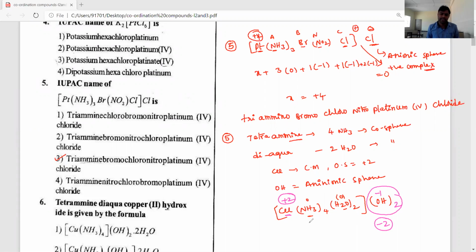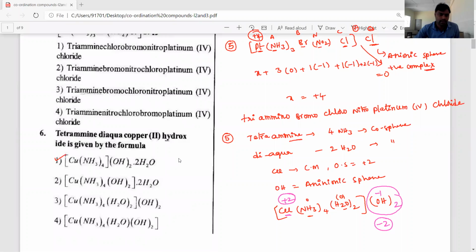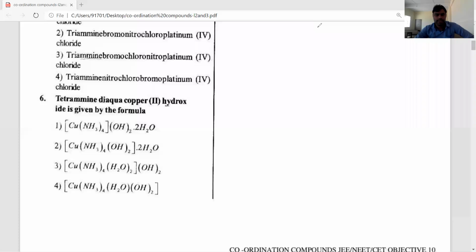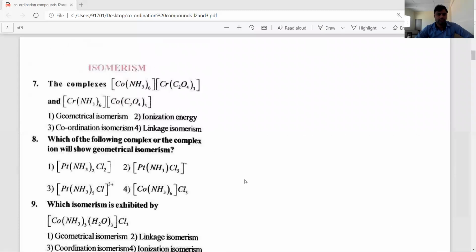That's why the correct representation is Cu(NH3)4(H2O)2 in square brackets, (OH)2. That is the correct representation. Let's see where it is present. See this third option, [Cu(NH3)4(H2O)2](OH)2. The third option is correct. Okay, students. Let's see the next question.